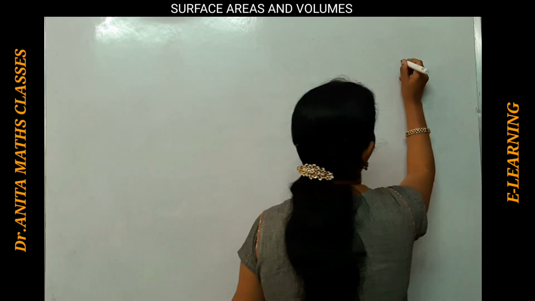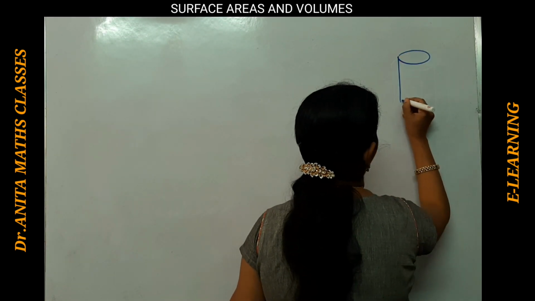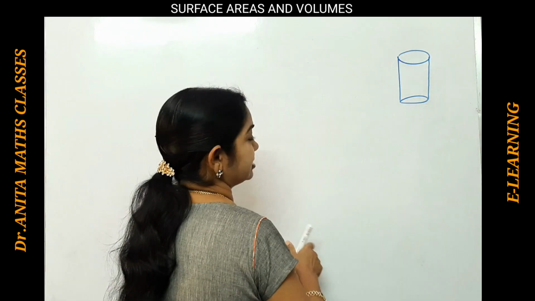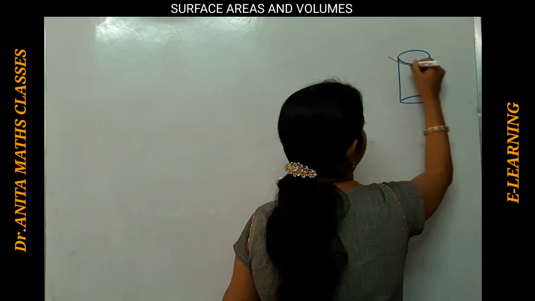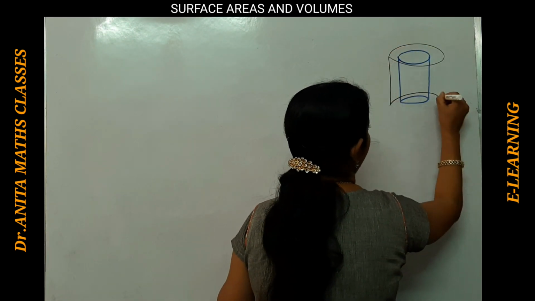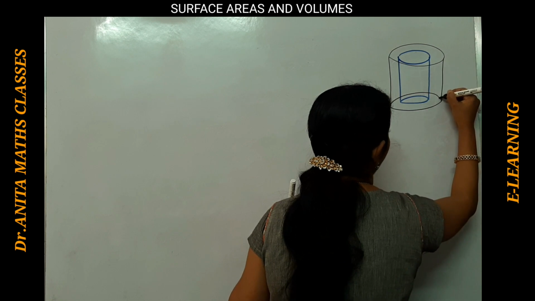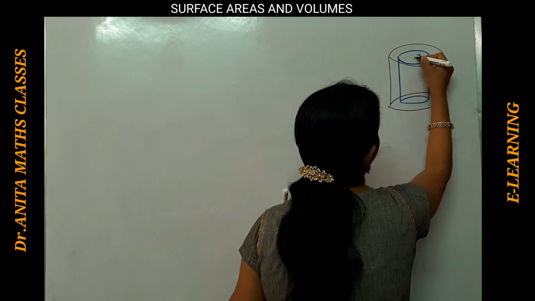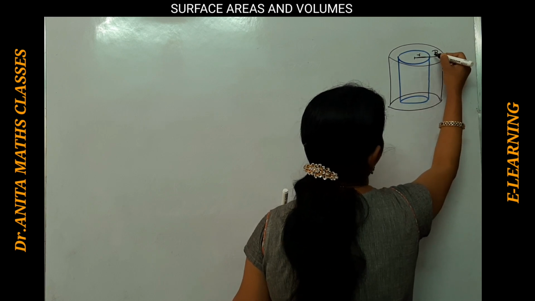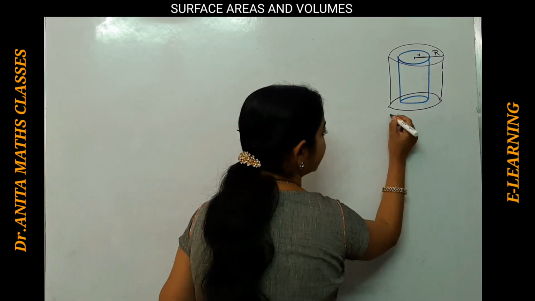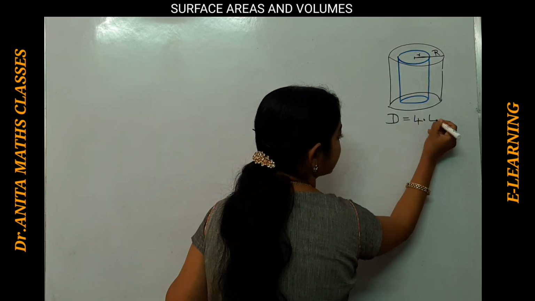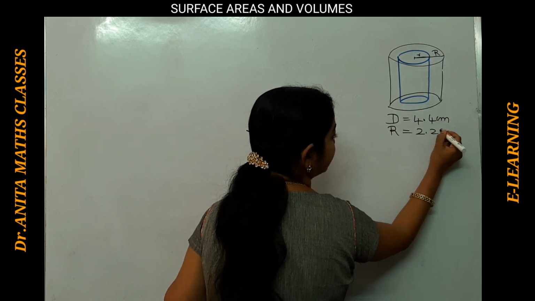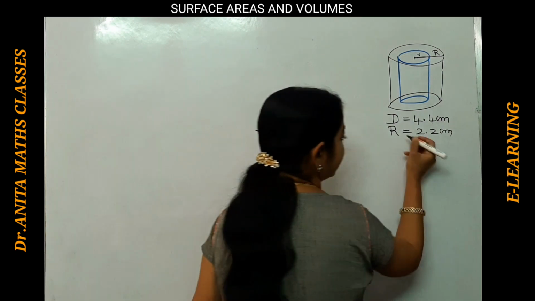Let's draw the diagram first. Here I am drawing the diagram, in the green color, and then with the blue one. See here, this is the inner and this is the outer cylinder. The black one is the outer cylinder, and let us mention the outer radius with capital R and the inner radius with small r. Here the outer diameter is given as 4.4 centimeters, so the outer radius is 2.2, diameter by 2 is the radius.